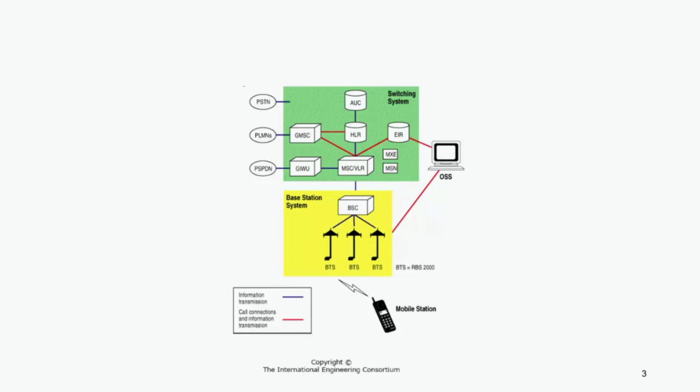You can also see another component, GIWU, Gateway Interworking Unit. It is also used to connect different networks. For example, if we want to connect with any data communication network, we will use GIWU. Let's see these components in further detail.